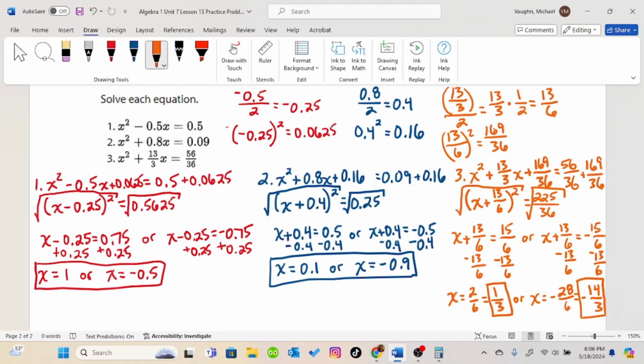If you have any questions about anything we've done on the Lesson 13 practice problems, please ask for clarification so that you are better prepared going into Lesson 14.